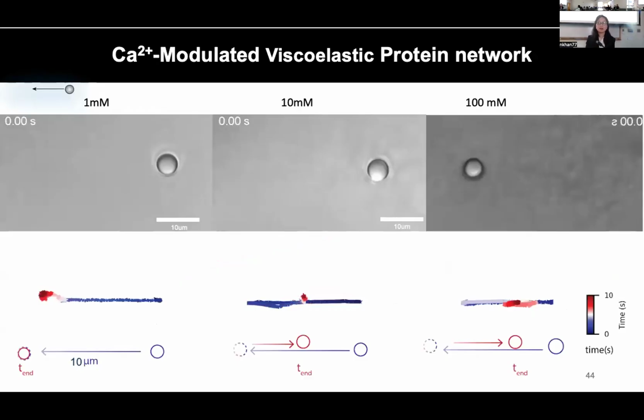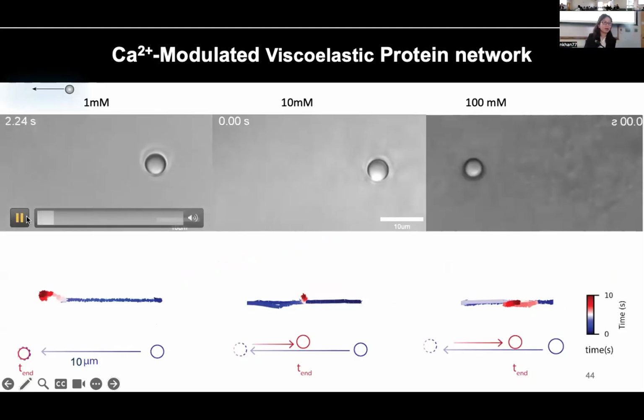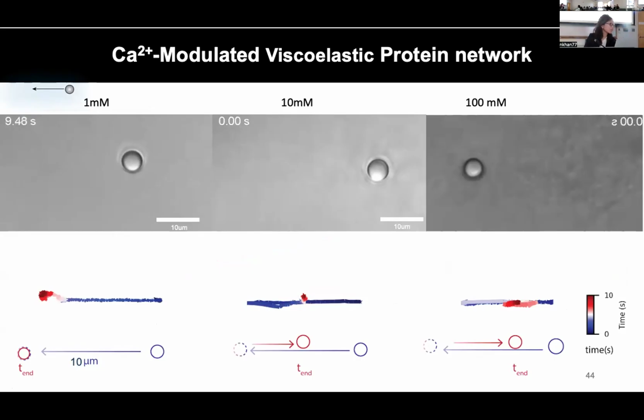Another experiment I did: this is a viscoelasticity model, not only elasticity. So I embedded a bead into the system, as you can see here, and then I move the bead from one direction to another. Let me play one video for you. I move it 10 microns, and then I release it.